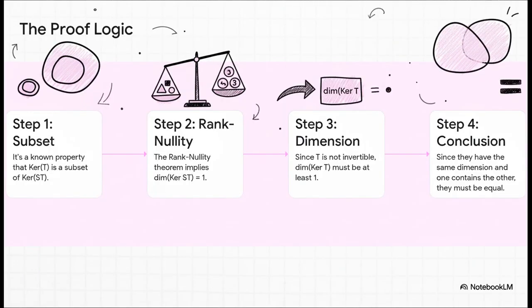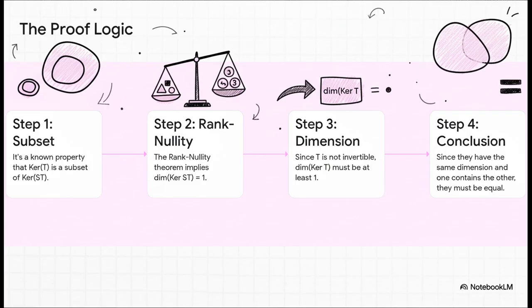Okay, the logic here is a thing of beauty. So let's walk through it. First, it's a known fact that the kernel of T is always contained inside the kernel of ST. Now, we use this really powerful tool called the rank nullity theorem. It says the dimension of our space, which is 3, has to equal the rank of ST, which we found is 2, plus the dimension of its kernel. A little subtraction tells us the kernel of ST has a dimension of exactly 1.